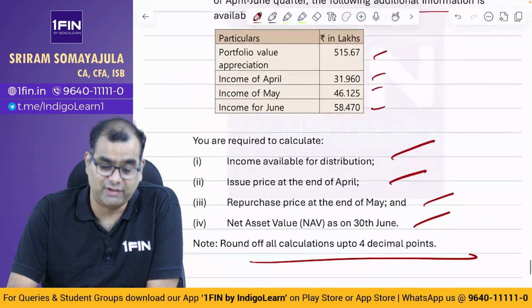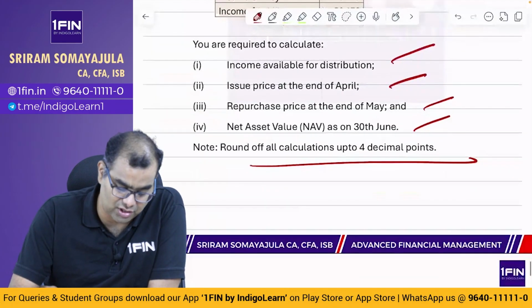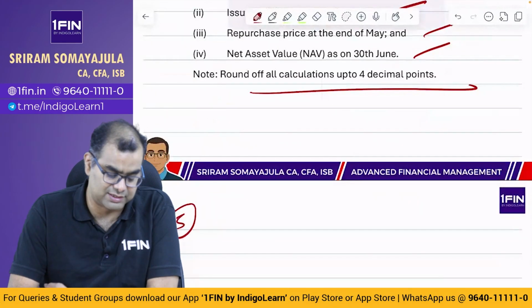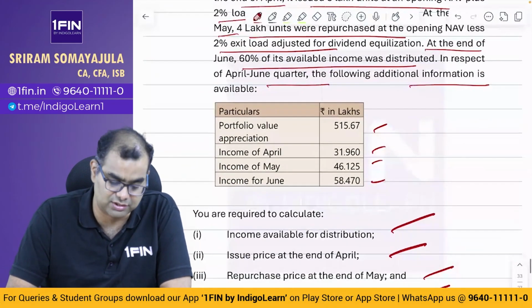This kind of problems, I don't know what value they add. This whole dividend equalization concept itself is gone, but our institute keeps asking questions unnecessarily on this stupid concept and torturing students. That's all, nothing else.